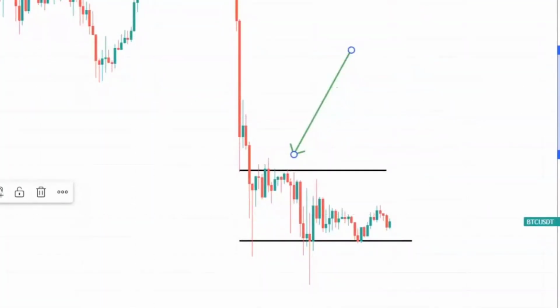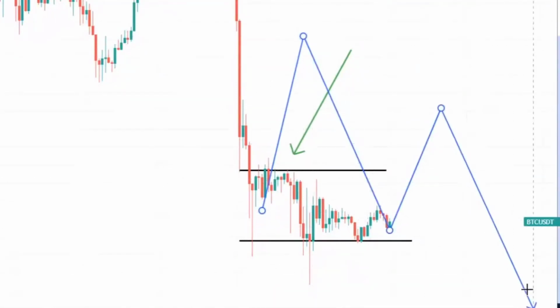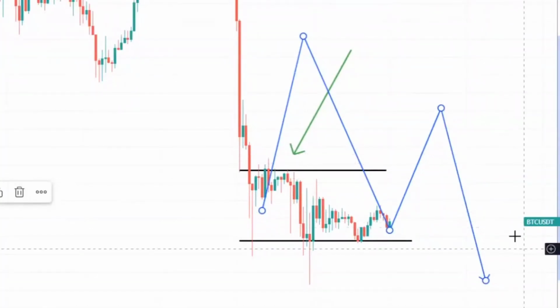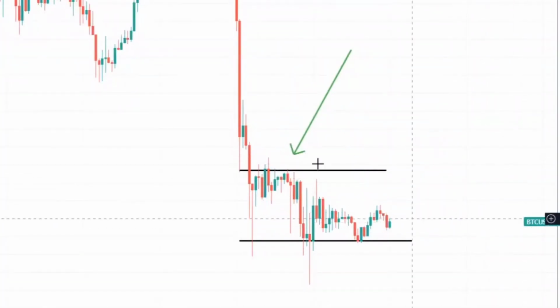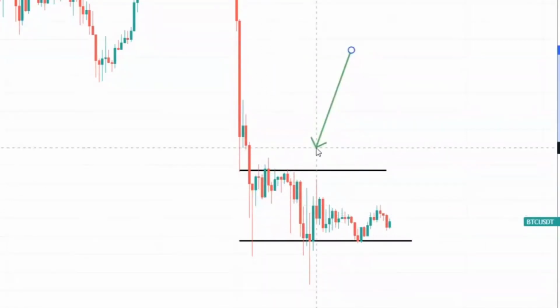Instead of having that pullback like we talked about, for it to come up here, come down, pull back, come down, and then it would continue to pull back and come down. We've got that small area of consolidation right in here. So that's the number one thing that we're looking for.